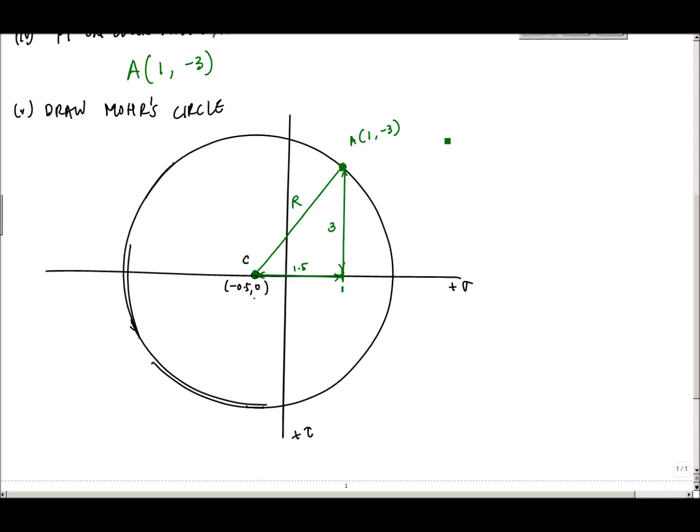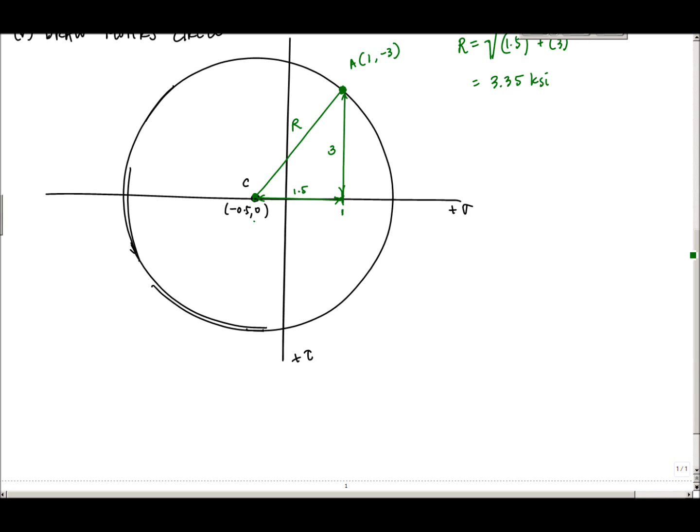So the radius of my circle is the square root of 1.5 squared plus 3 squared. I've neglected the negative sign or anything like that because it's going to be squared. And so if I do my calculator, this is going to be 3.35 KSI. And this is the radius of my circle. Okay, and so now the question is, what is my principal stress state?